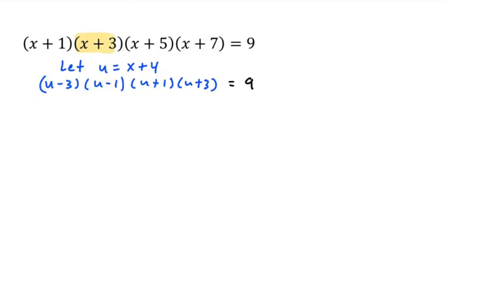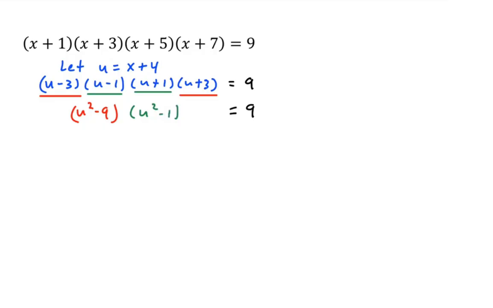So why this clever substitution? One thing we should notice now is that we have u - 3 multiplied by u + 3, a product of two conjugates. When you multiply two conjugates together, you get a difference of two squares. So (u - 3)(u + 3) is going to be u^2 - 9. And then we notice that we have u - 1 and u + 1. Multiply these two together, we get u^2 - 1. And all of this is equal to 9.